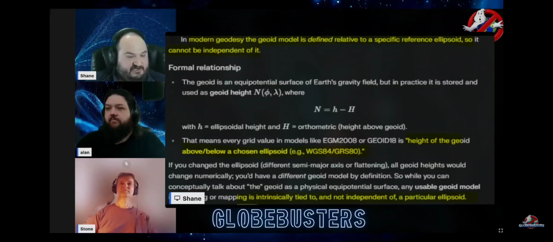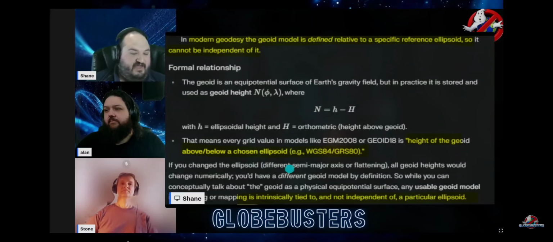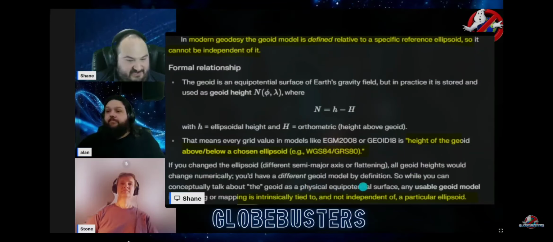So again, if you're using a geoid within your ellipsoid, just think about how your semi-major axis or flattening factor, which is particular to your ellipsoid model, it's the only differentiating factor between them, how changing that would affect all the subsequent and relative geoid heights within your model. So you'd have a different geoid height, which then means a different geoid model.